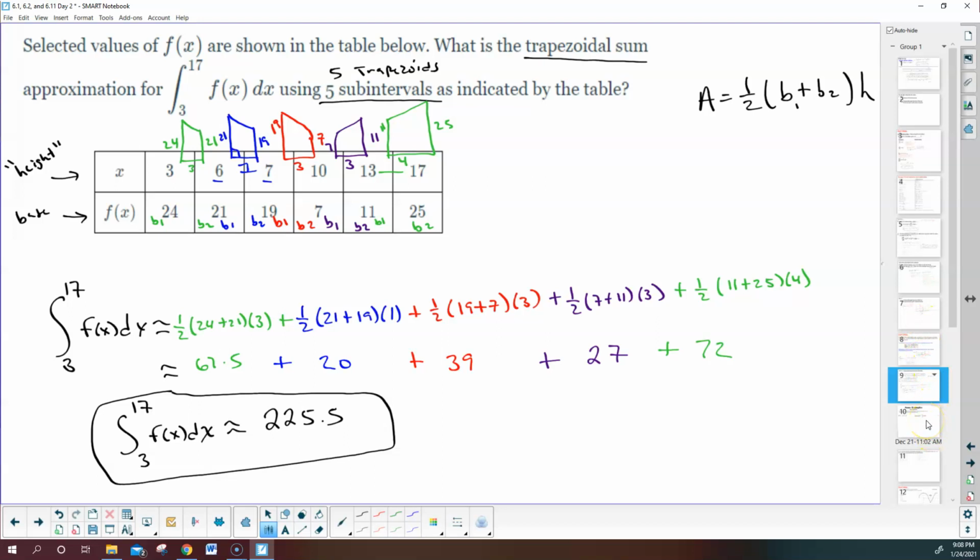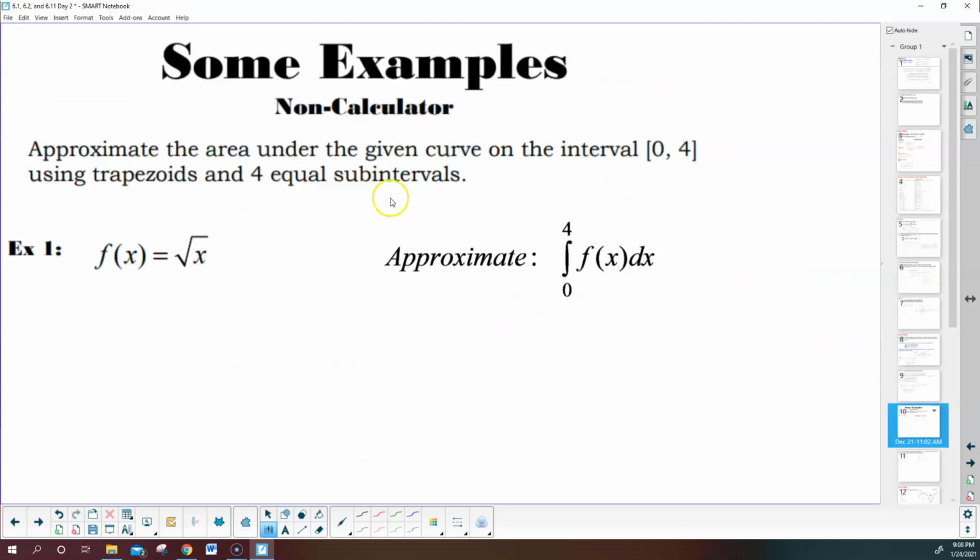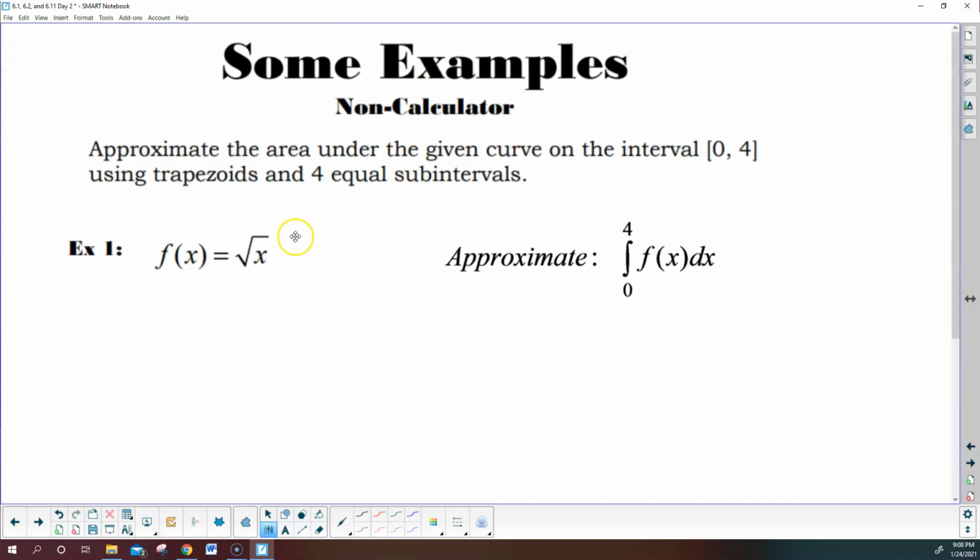All right, so we've done rectangles with the left end, right end, and the midpoint, and now we did one with trapezoids. But what about some of the ones that are a little more unique? Okay, so now notice, what if my function is x, the square root of x? Well, we're going to approach this the same way we did before, and notice they say use trapezoids.